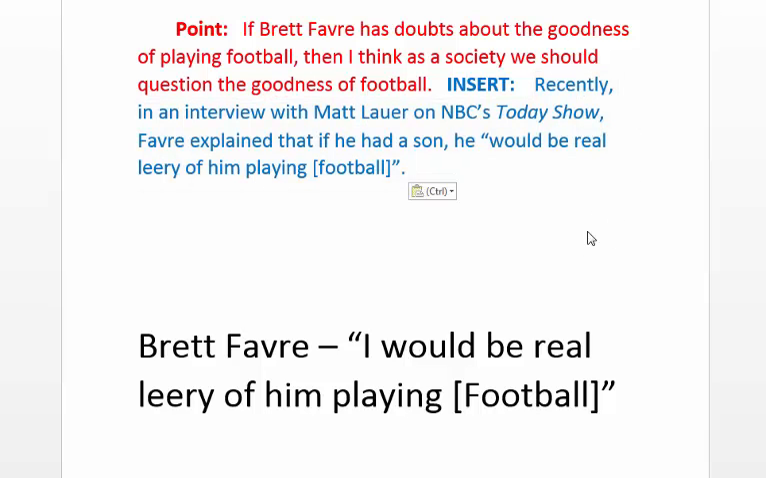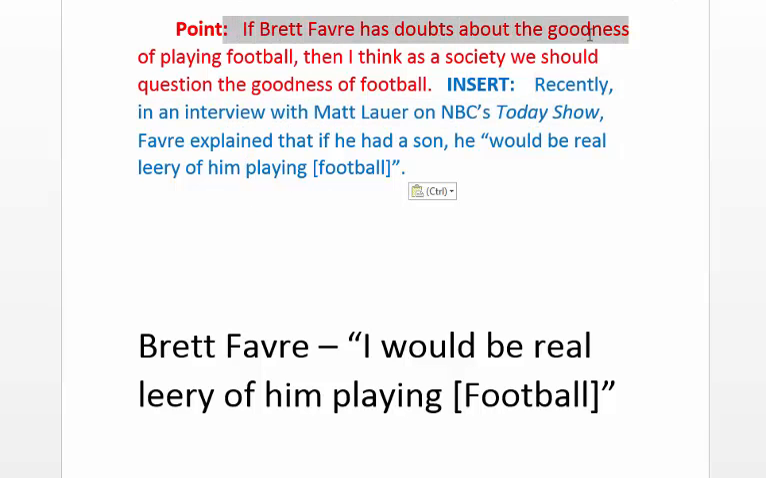Let me point out a few things about how I inserted this quote. First, I inserted something called a tagline. I told who said the quote. It's Brett Favre, and by the way, I did not have to write Brett Favre again because I've already stated Brett's full name here, so I can simply use his last name afterwards, as long as it's in the same paragraph. I also say where the quote is taken from. Recently, in an interview with Matt Lauer on NBC's Today Show, that's called a tagline, and for this level of writing, that's good enough. Let's read our paragraph so far.